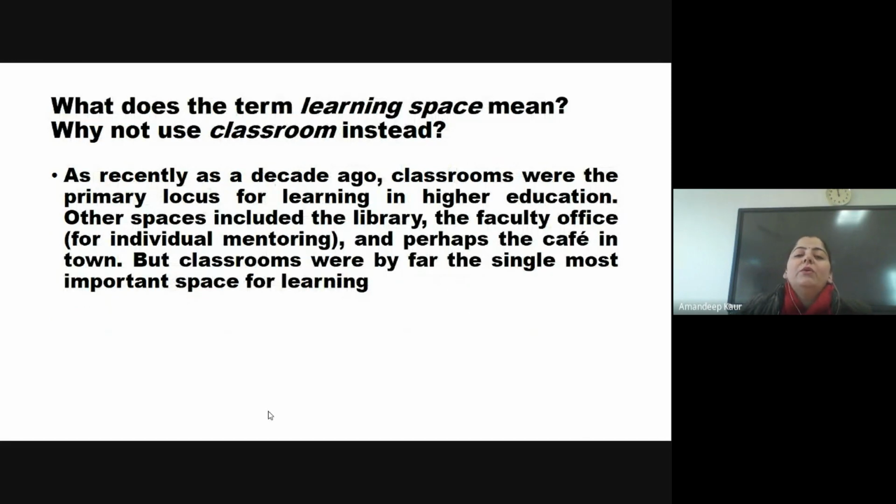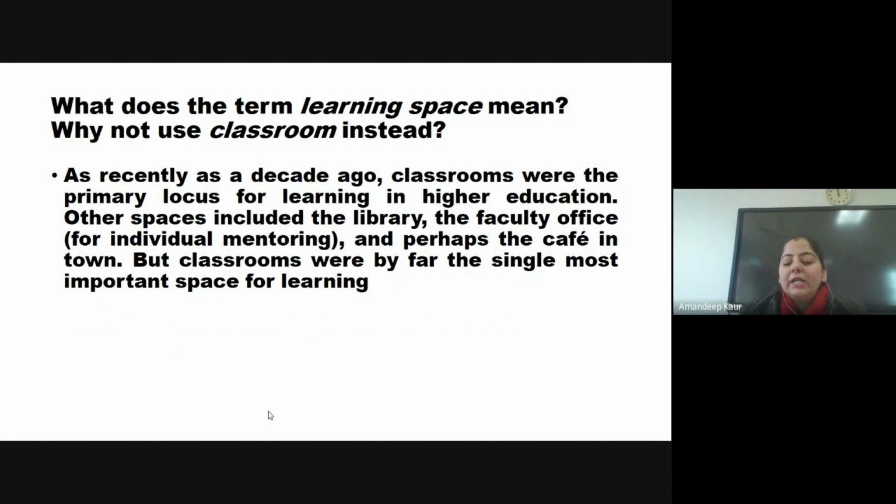So now, coming to the conclusion, what does the term learning space mean? Why not the classroom instead? Again, this particular paragraph I have taken from a research paper. As recently as a decade ago, classrooms were the primary locus for learning in higher education. Other spaces included the library, the faculty office for individual mentoring, and perhaps the cafe. But classrooms were by far the single most important space for learning.